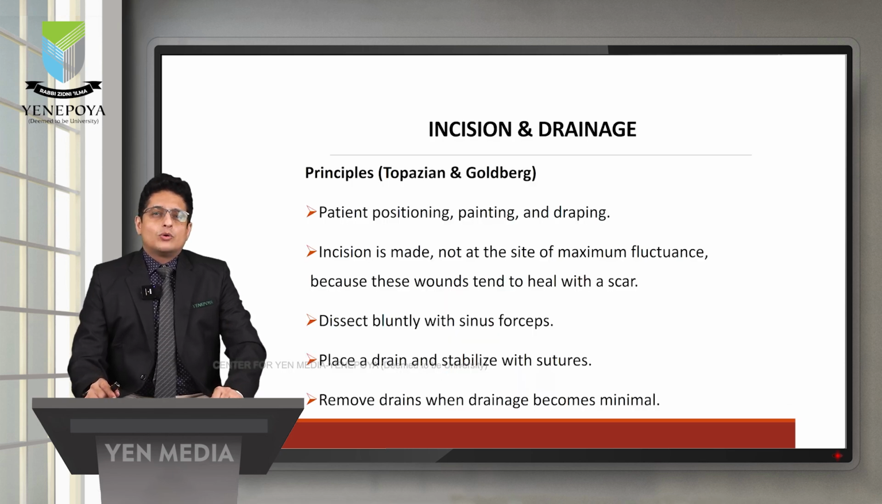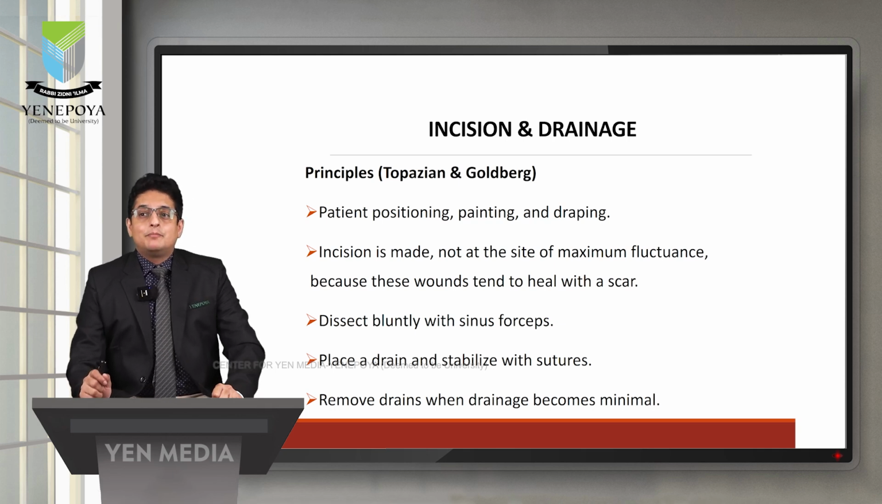Incision and drainage is the gold standard for management of Ludwig's angina. So the principles are: the patient has to be positioned in the proper supine position, and painting and draping has to be done. The incision is made not at the site of maximum fluctuance, but at the site where the dependency is, because these wounds tend to heal with a scar. When the maximum fluctuance is used, the thin skin will already be atrophic or thinned out, so it will lead to more scarring. Since it happens on the face, scarring should be kept at a minimum and aesthetics becomes a concern.